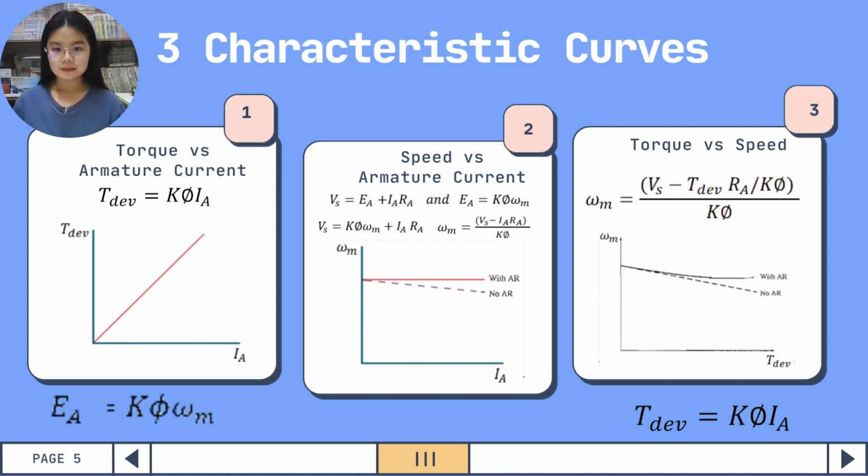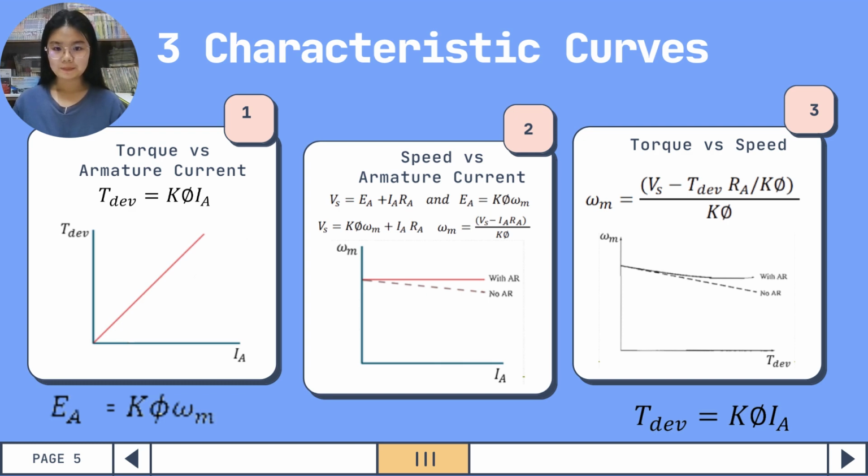So, for torque versus armature current, we just use the formula T developed equals K phi Ia, where the developed torque is directly proportional to the armature current. Then, for the speed versus armature current, we substitute the equation Ea equals K phi omega m into the equation Vs equals Ea plus IaRa, and then we rearrange it, we will get omega m equals Vs minus IaRa divided by K phi.